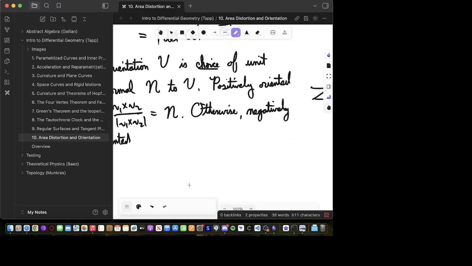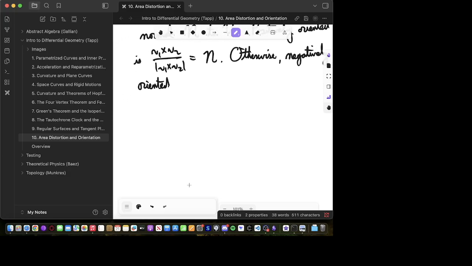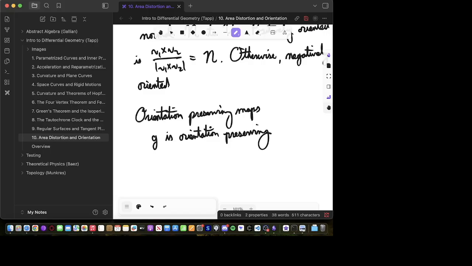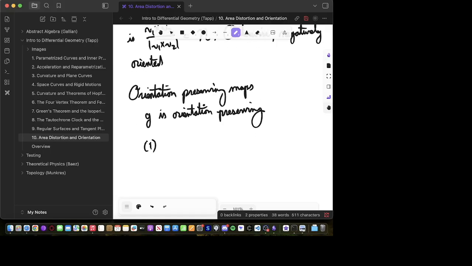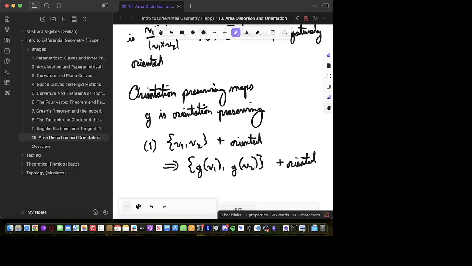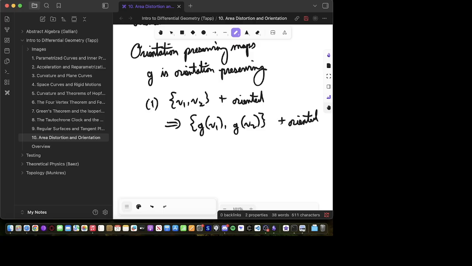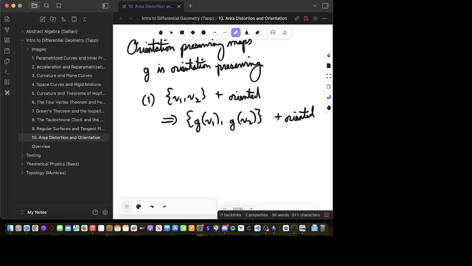So now let's think about orientation preserving maps. We say that G is orientation preserving if this basis of phi is positively oriented, then the basis given by applying G to the basis is also positively oriented.